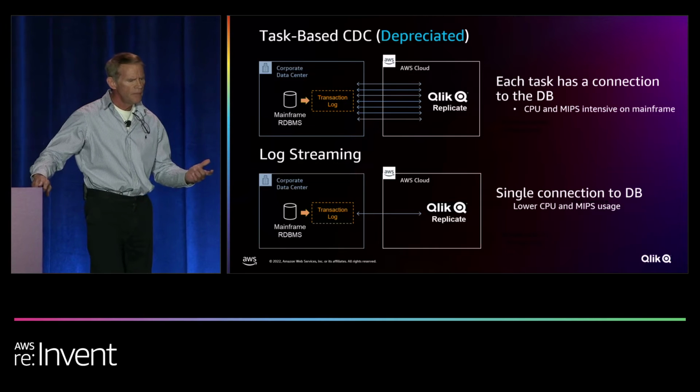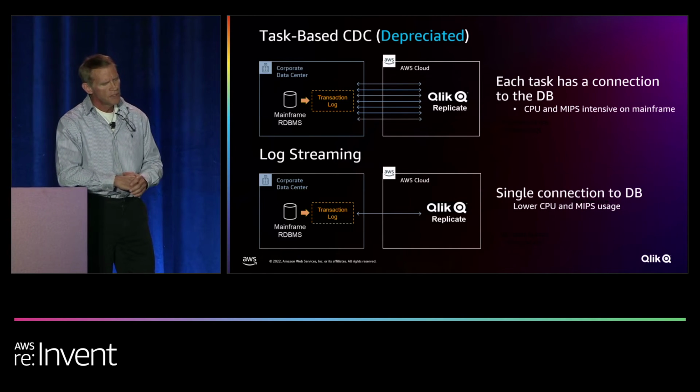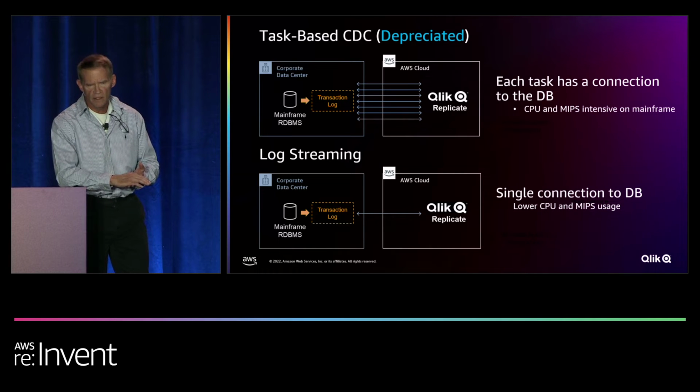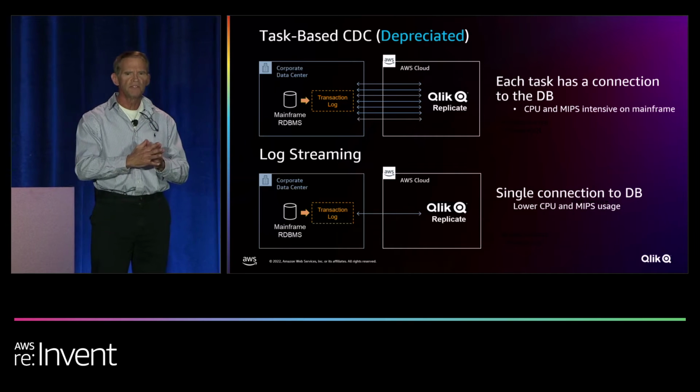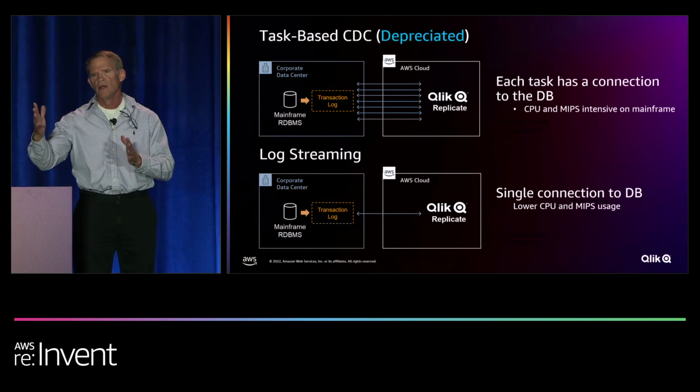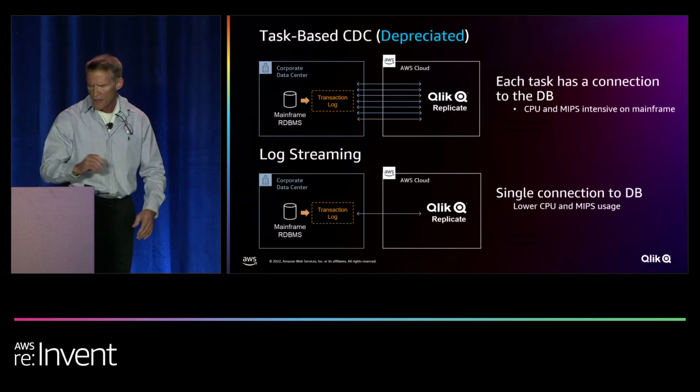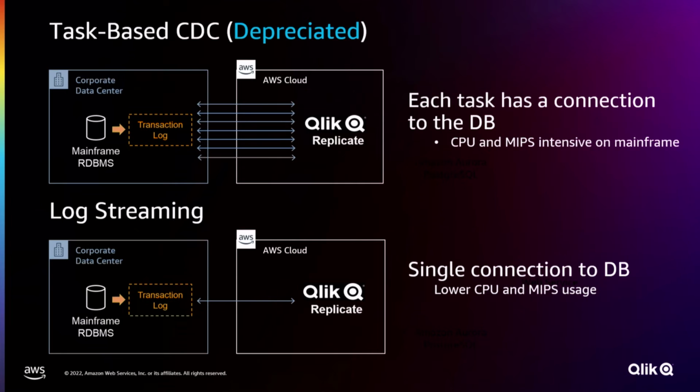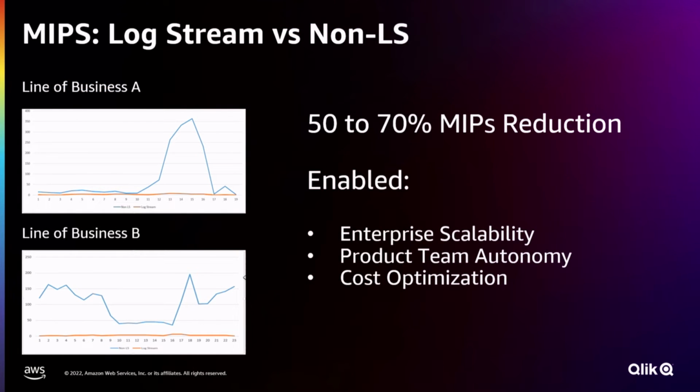So now this enabled a single stream from the transaction log up to the Qlik Replicate server in the cloud. From the Replicate server, you now have individual tasks going out to the target destinations. And I captured some statistics here. In the 2 graphs on the left, I'm comparing the MIPS utilization for 2 different workloads running in the cloud. The blue line represents the MIPS consumption by a non-log streaming server. The orange line, which you see running along the bottom, was that same workload with the new version 6 or version 7 of Qlik Replicate with log streaming.